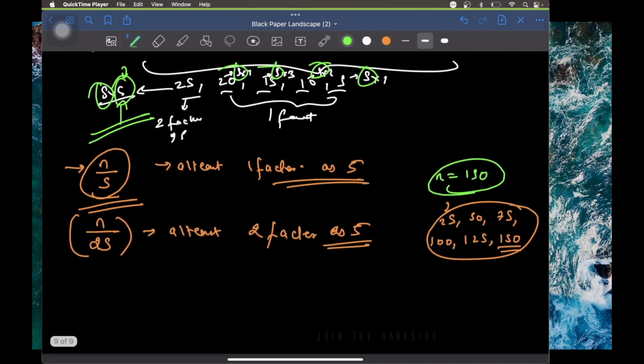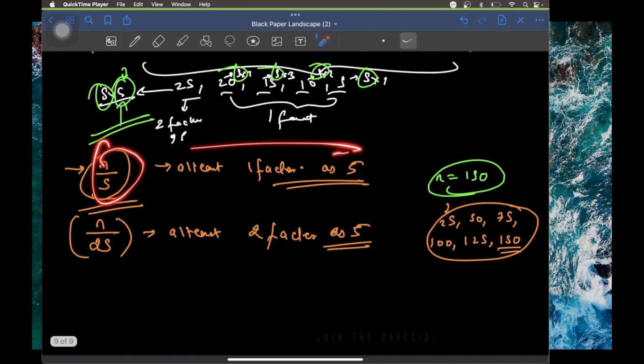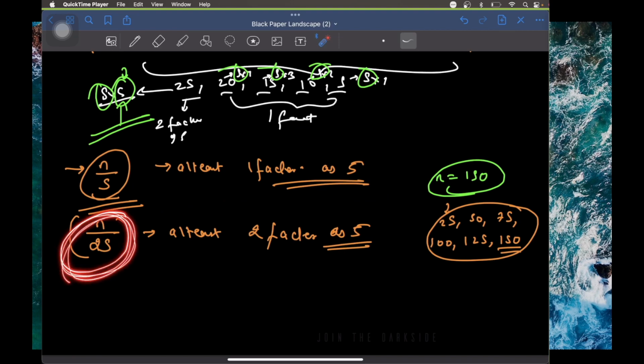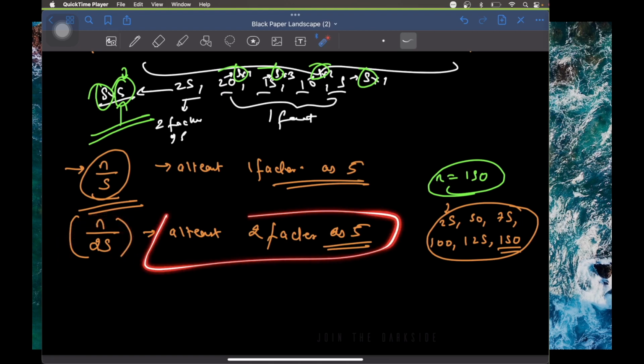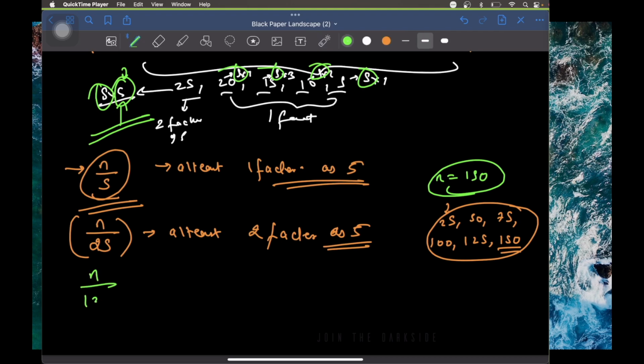And similarly, you do n by 5 and you get all the numbers that can give you at least one factor of 5. Then you calculate n by 25 and this will give you all the numbers that give you at least two factors of 5, so that you can get the second factor from here. If I do n by 125, this will give you all the numbers in the range 1 to n that will give you at least three factors of 5.